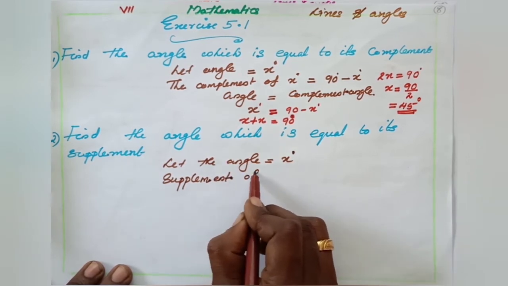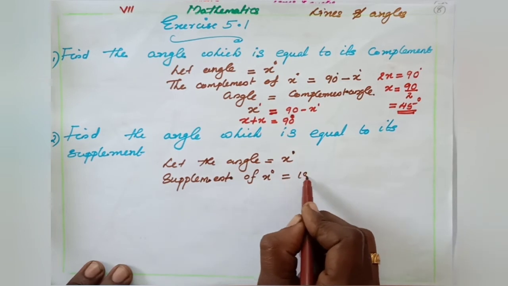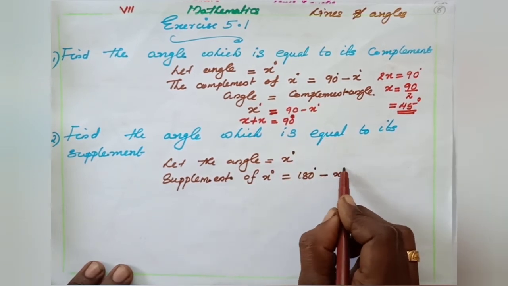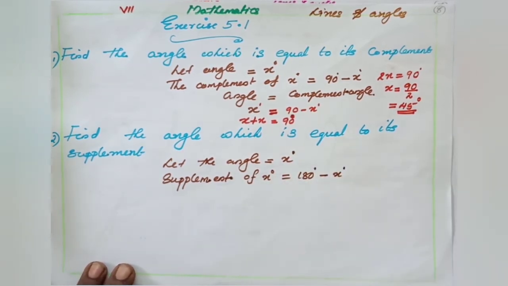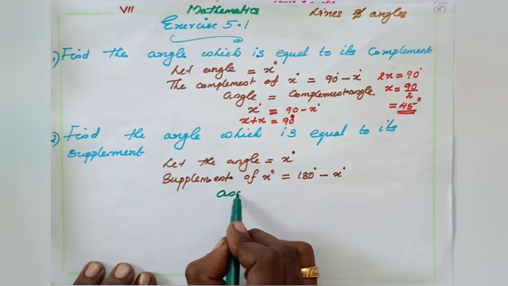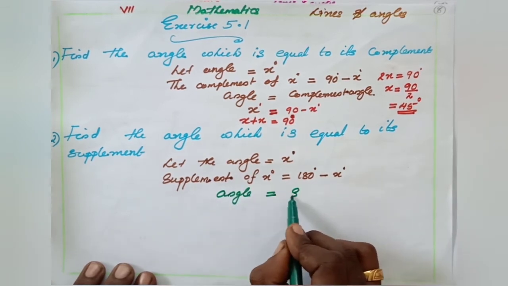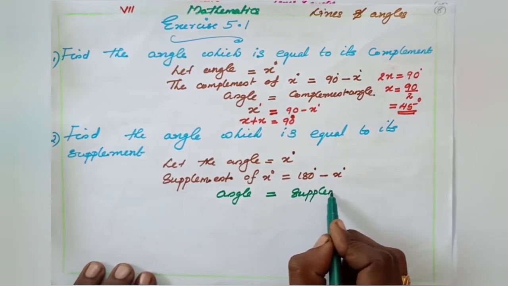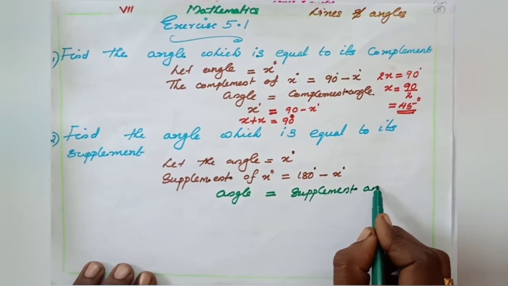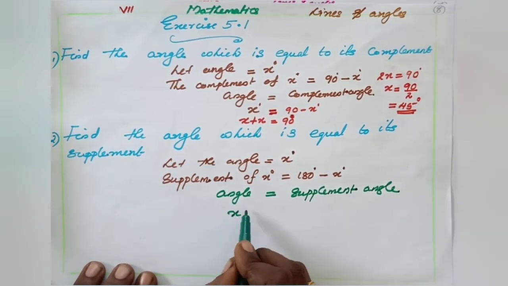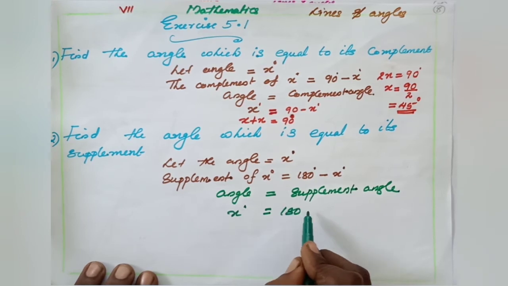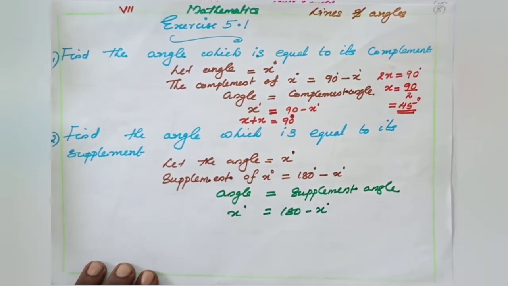So the supplement of x degree equals 180 degree minus x degree. Then according to the question, the angle is equal to its supplement. So x degree is equal to 180 minus x degree.